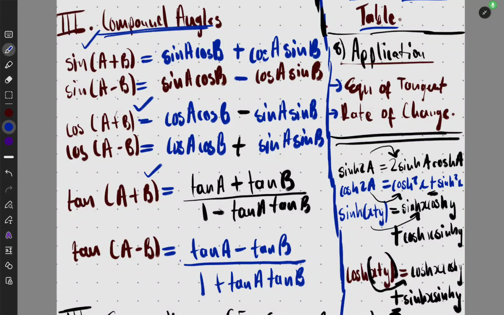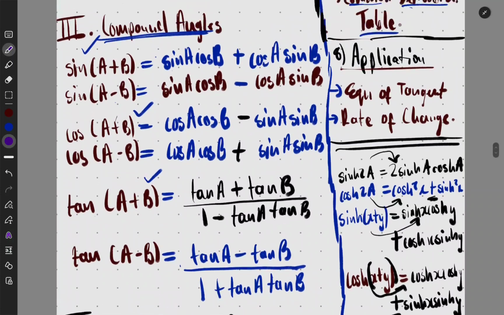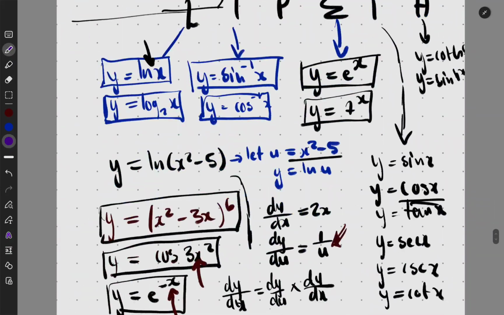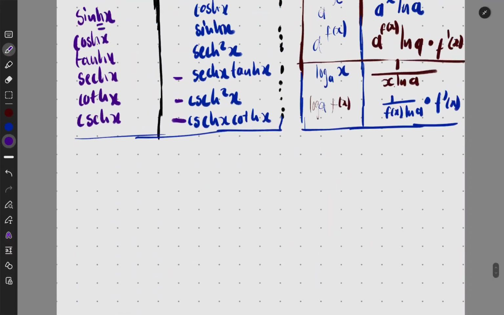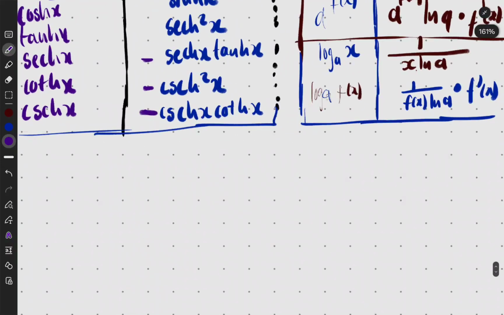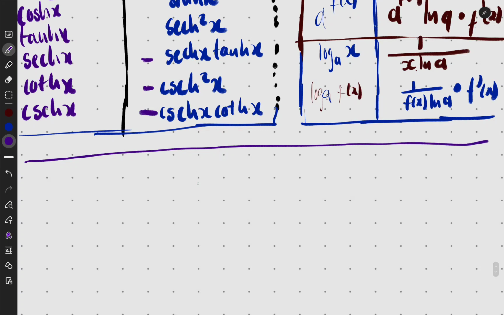Let's do the last thing, which is now the application part. On our application, the last thing we're doing is the equation of the tangent and the rate of change. Let's go and see what it is that we must know about these 2 points. So we are doing part 8, which is the last one, and this is good. So we are doing application now.